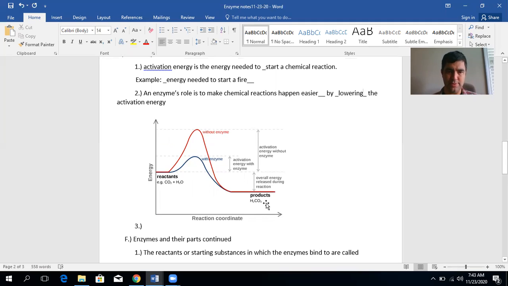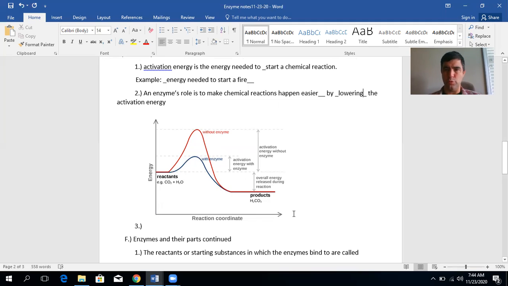Without an enzyme, if you look at this graph, what's being measured? Whatever's being measured is always on the what axis? Y-axis. So you look at the energy. It takes a bit of energy without an enzyme, and once you get all that energy, it will make that carbonic acid. But with an enzyme, look at the energy. Is it more energy or less energy with the enzyme? Here's without an enzyme. Here's with an enzyme. Which one takes more energy to start? Without an enzyme, that's right. With an enzyme, it takes less energy to start.